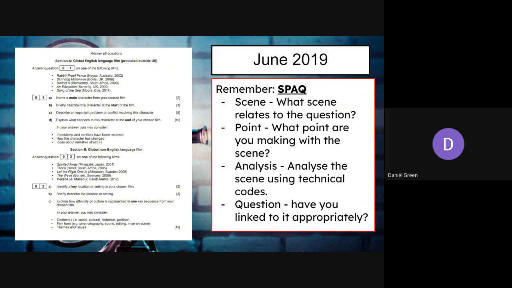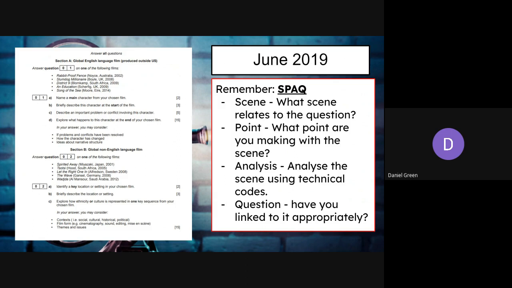But remember, it's like doing 3 5-mark questions. You need to write quite a chunky amount on this question. So ensure that you are analysing fully. That is where you'll pick up your AO2 marks. What does the camera, mise-en-scene, context, etc. tell you? How can you explore that using your technical codes?